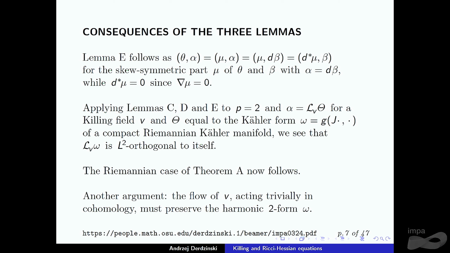One reason is that if you look at the flow of your Killing vector field, the flow acts trivially in cohomology and pushes harmonic forms forward onto harmonic forms. And your omega, the Kähler form, is harmonic, and therefore it has to be preserved by the flow. L_V omega is 0, and that is the same as saying that L_V J is 0, which is holomorphicity.